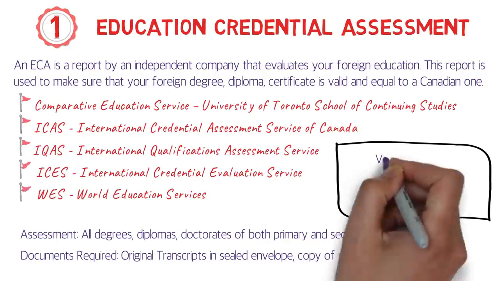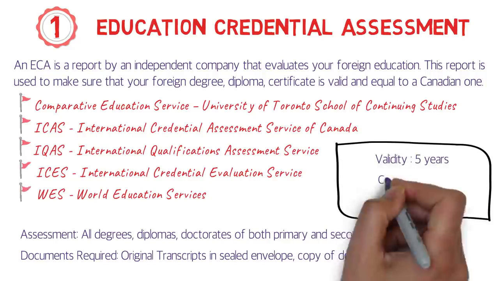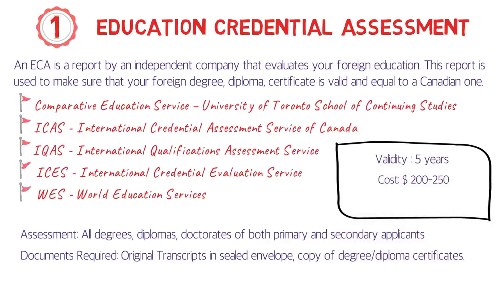The validity is 5 years. The cost is around 200 to 250 Canadian dollars. The processing time is 1 to 4 months. 1 month is the best case scenario if you apply through WES and everything goes well. Even WES nowadays takes around 1.5 to 2 months, while if you apply through the other organizations, it's like 3 months to 4 months. So it differs from one organization to the other as well.